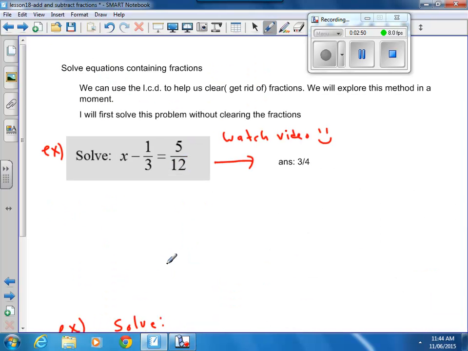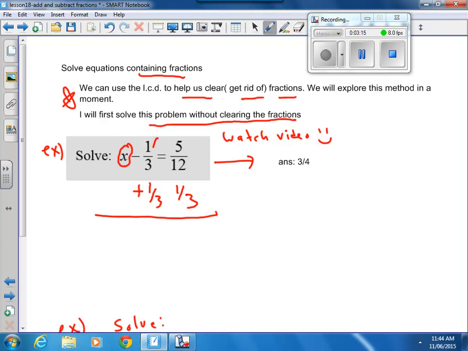Okay, but I would like to work on solving equations containing fractions. We can use the least common denominator to help us clear or get rid of fractions. But first I'm going to solve this problem without clearing the fractions. Then I'm going to talk about how to do that. So we know that to isolate x, to solve for x, we're going to add 1/3. That's called the addition property of equality. So we're going to add 1/3 to the other side. So x is whatever 5/12 plus 1/3 is.